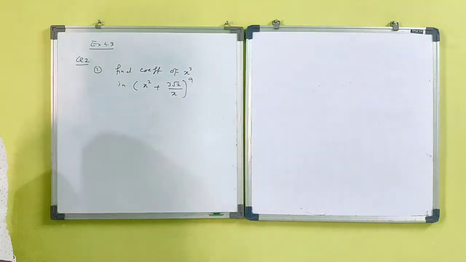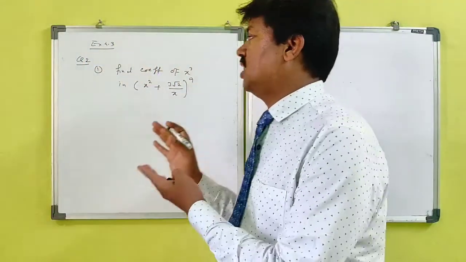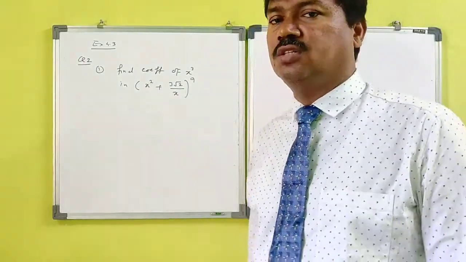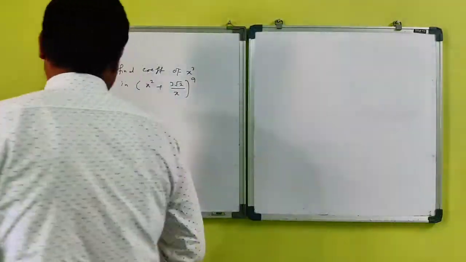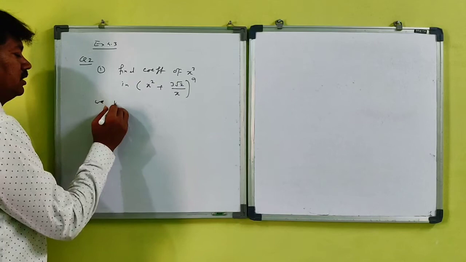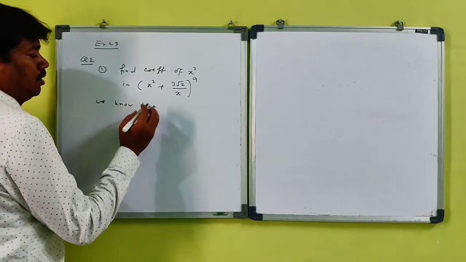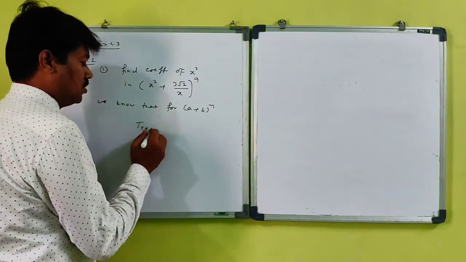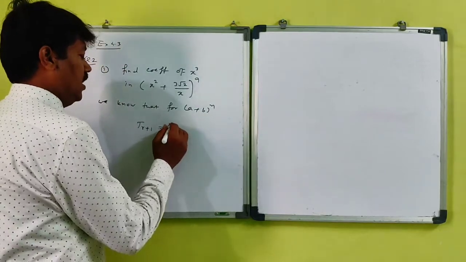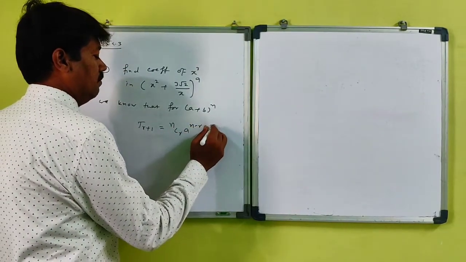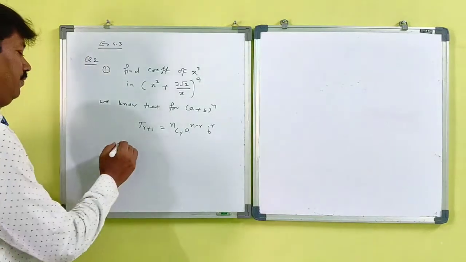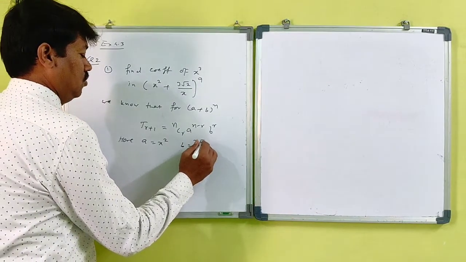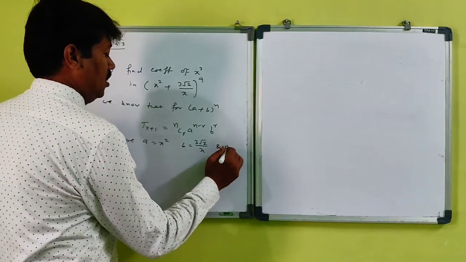Now in this type of question, you have to first find the general term of the expansion. How to find the general term of the expansion? We know that for a plus b raised to n, t r plus 1 is always given by nCr, a raised to n minus r, b raised to r. So here a is x square, b is 3 root 2 upon x, and n is 9.